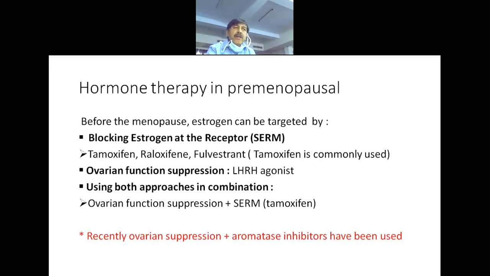So hormone therapy in premenopausal, we can block the estrogen at the receptor level. That is selective estrogen receptor modulators, and commonly used drug is tamoxifen. Other method is ovarian function suppression, that is LH-RH agonist. And third is that we can use both the approaches, combination of tamoxifen plus LH-RH agonist.